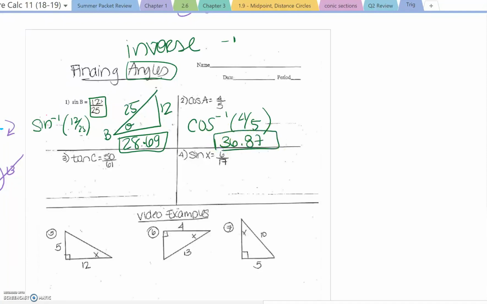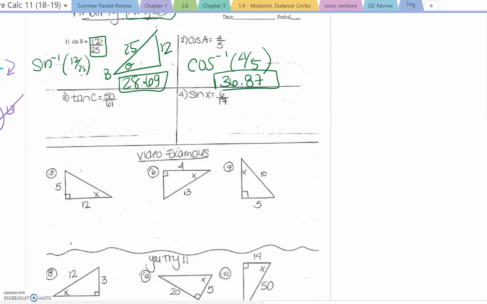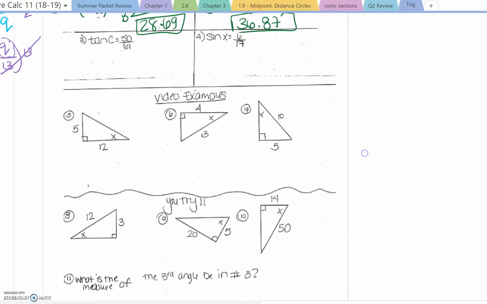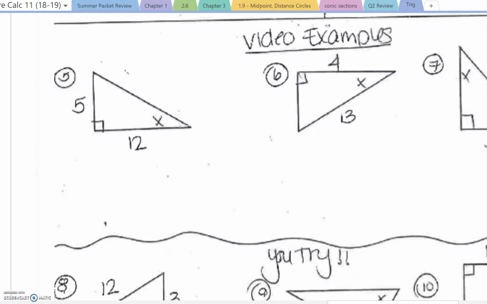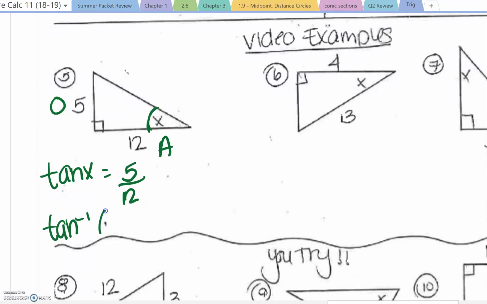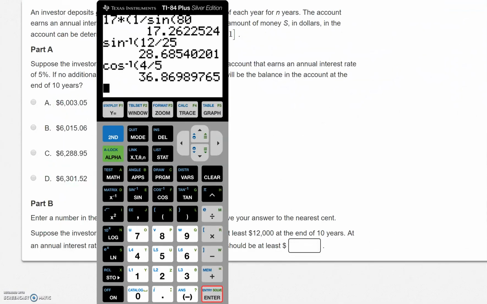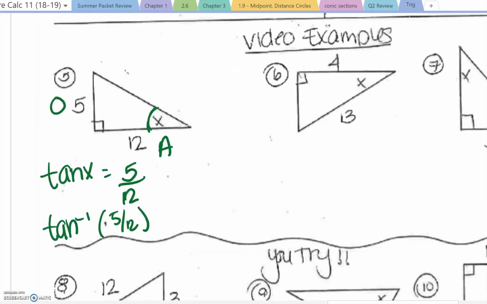Okay, so that's if you are given the ratio. Most of the times you're not going to be given the ratio or the function. You're going to have to figure out which one you need to use. So let me do number 5 here. From x, you have the opposite and the adjacent. So you're going to be using the tangent of what equals 5 over 12. So what is the inverse tangent of 5/12? 22.62.